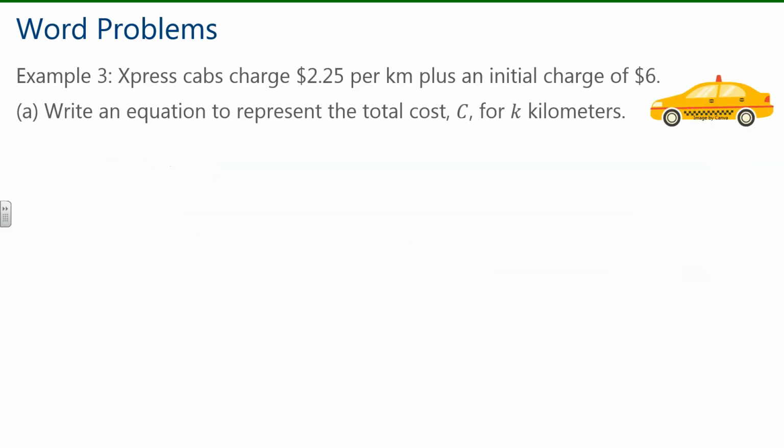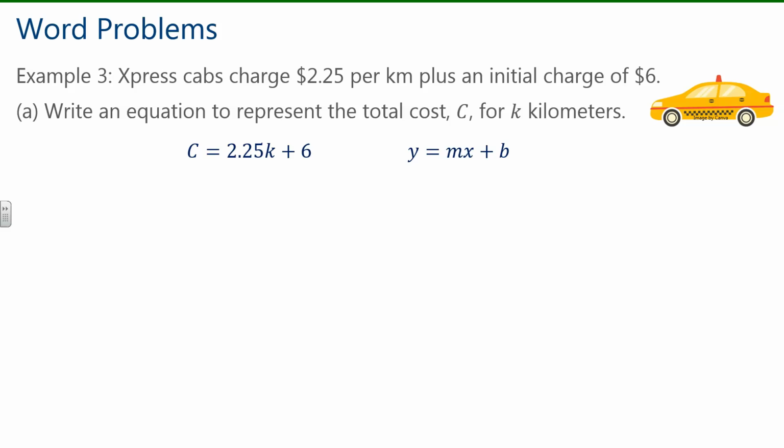So now in this example it says, express cabs charge $2.25 per kilometer plus an initial charge of $6. We have to write an equation that represents the total cost for k kilometers. So now since it's $2.25 per kilometer, it would be $2.25 times k, and then we have to add on the initial charge, giving us c equals 2.25k plus 6.